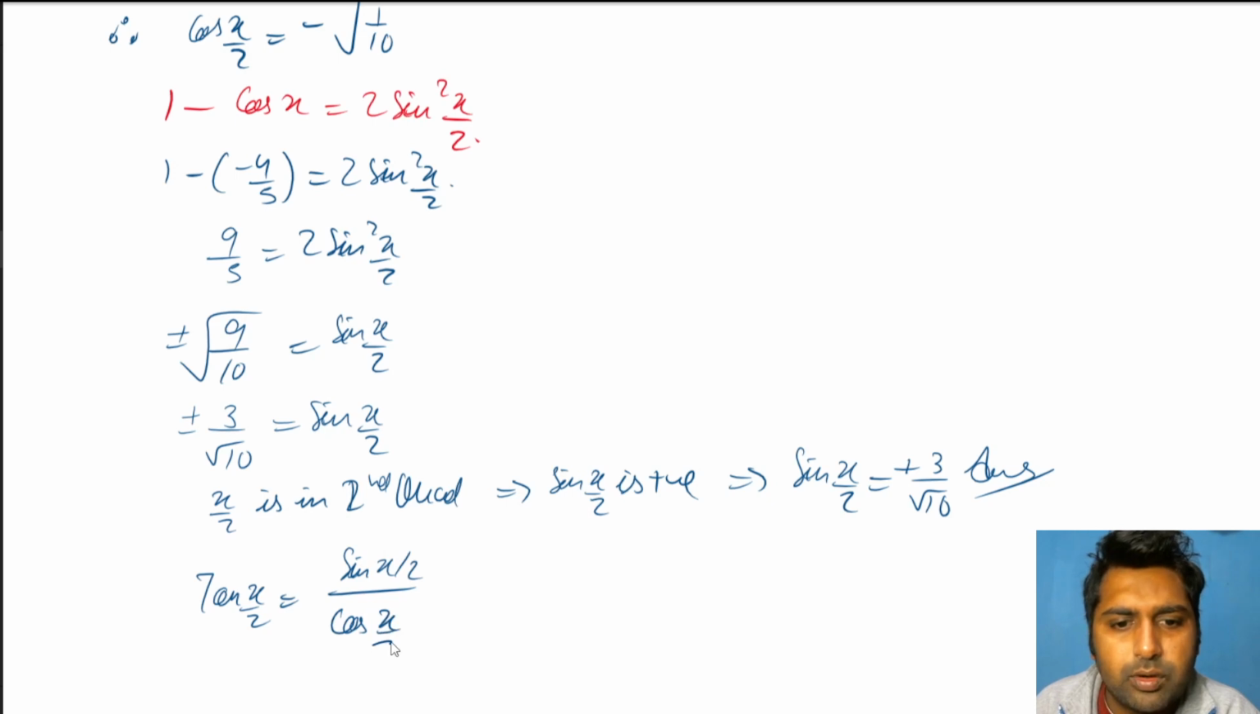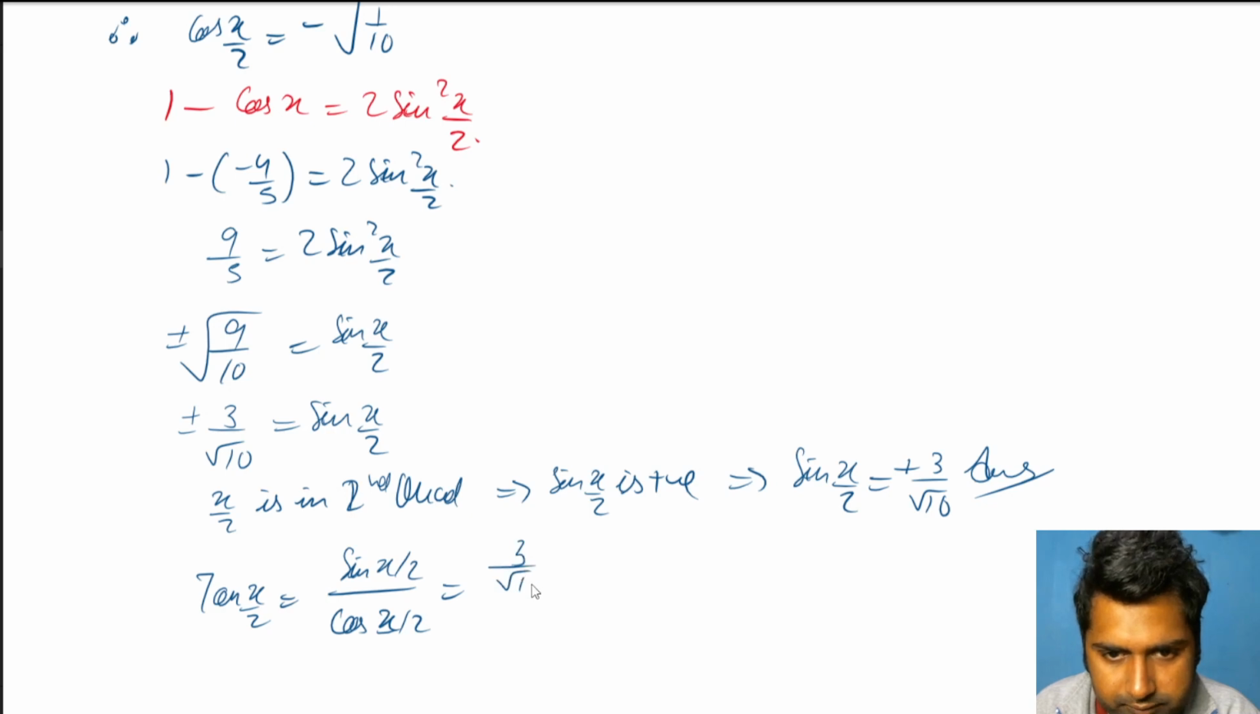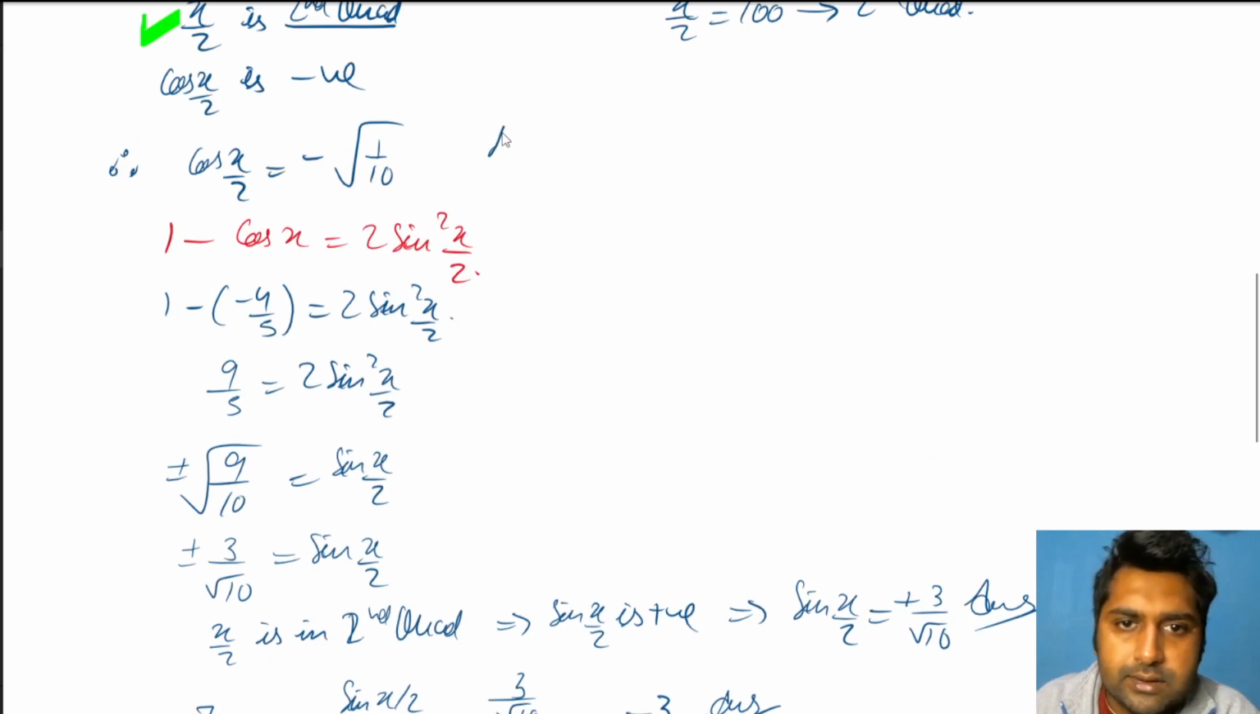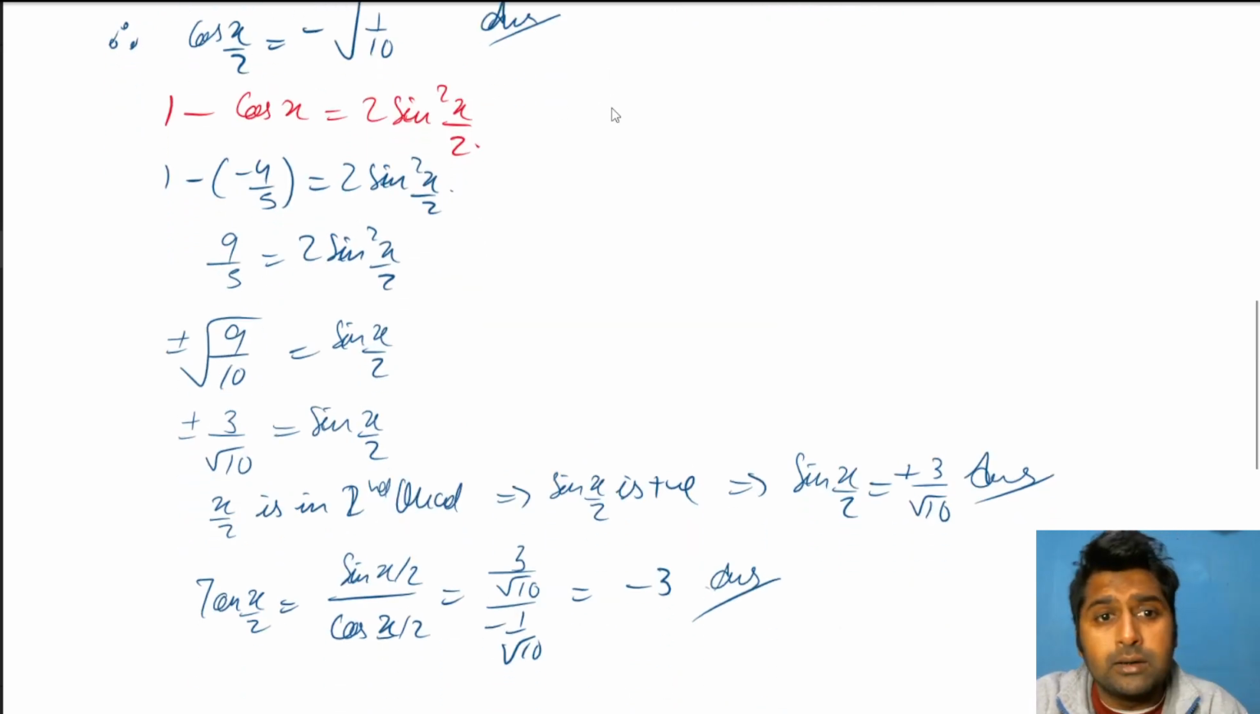Sine x by 2, cos x by 2. So root 3 by 10 minus 1 by root 10, and that gives us minus 3. Of course, x by 2 is in the second quadrant, so tan will come negative anyway. Okay, so these are the 3 answers the question was asking. How to get half angle.